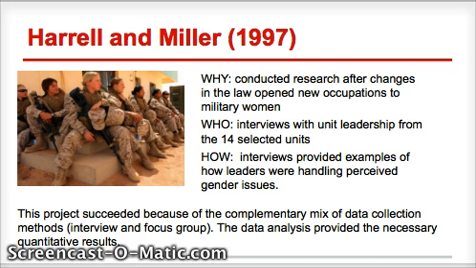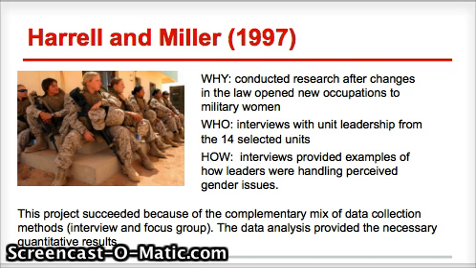A research study that conducted interviews was done in 1997 by Harrell and Miller, and they were able to conduct research after the law opened occupations in the military for women. They were able to interview a unit of 14 selected leadership roles. The interviews allowed them to analyze different examples of how leaders were able to perceive and handle gender issues.